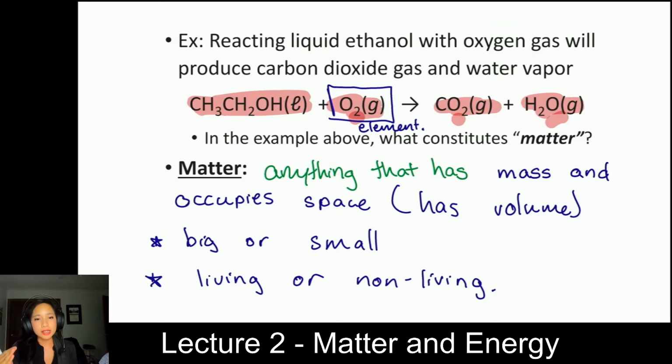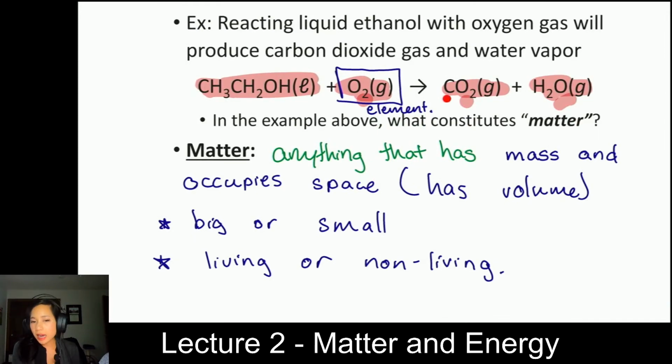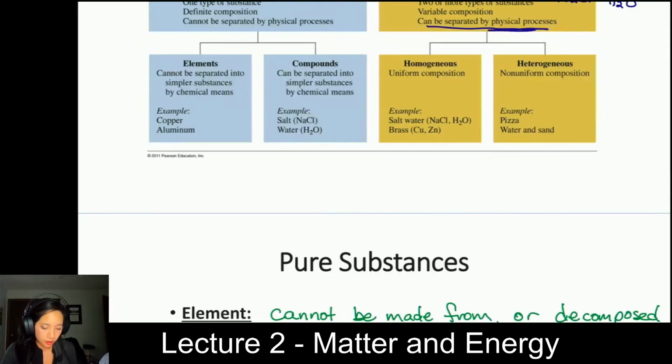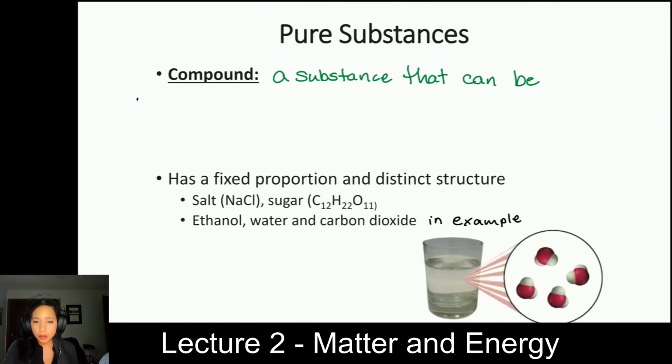So this brings us to our next type of pure substance, which is compound. What we'll see here is that the other three substances in this example are actually compounds. And you can see, because there are different elements within these compounds, that's why we consider them compounds. So there's element. The other type of pure substance is, in fact, a compound.